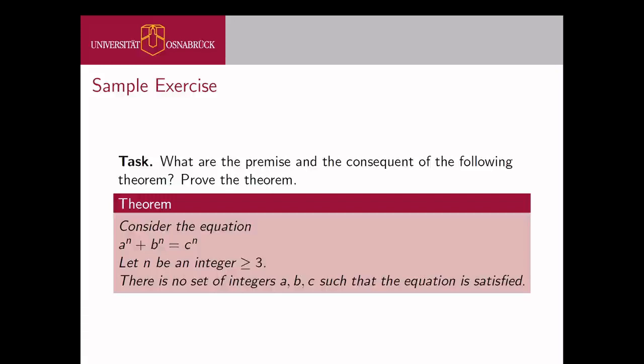And now for the second sample exercise, we're given the following theorem. Consider the equation a to the power of n plus b to the power of n equals c to the power of n. And let n be an integer greater or equal to 3. There is no set of integers a, b, and c such that the equation is satisfied. Now again, take a piece of paper, take a pen, and try to find a solution to this theorem. Now don't worry if you cannot find a solution to this problem. It can be quite a challenge.